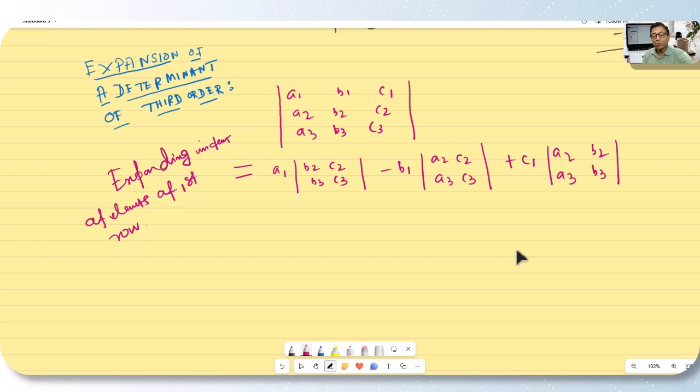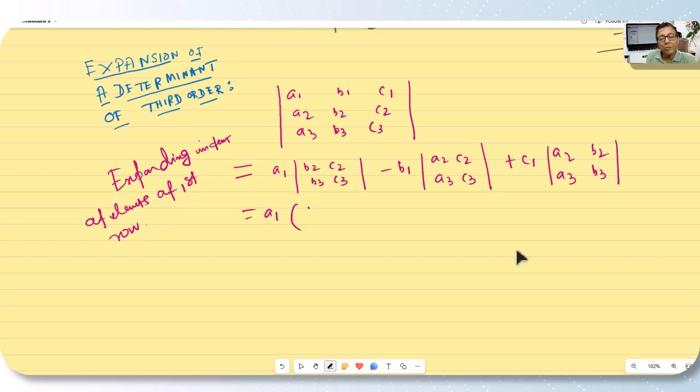Now you might have two questions here. Number one, where did I get the rule? Number two, can't we expand in terms of the second row, third row, or first column, second column and third column? To the second question, my answer is yes. You can expand in terms of any row in this manner. Let me complete this part.